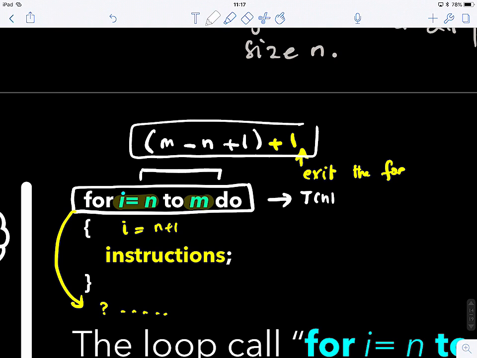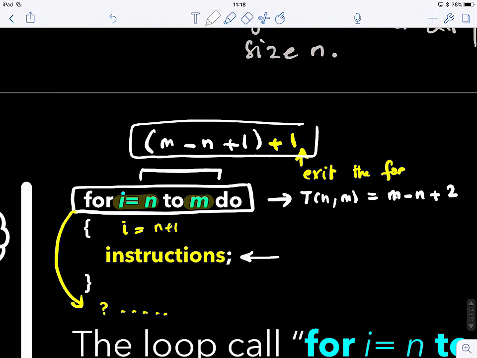So this is actually the number of times that this instruction is being run. I can write it as T of n just for this line. Of course we have two variables here, so it's a bit complicated, but let's start with this example. Let me just write it correctly, sorry, guys. So m minus n plus 2. And then what about the instructions here?